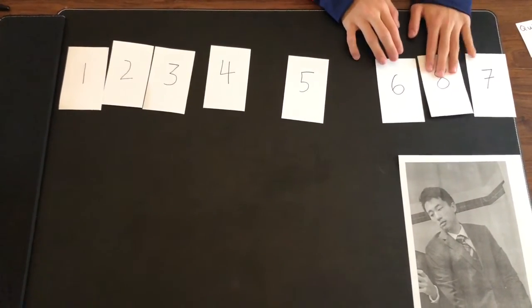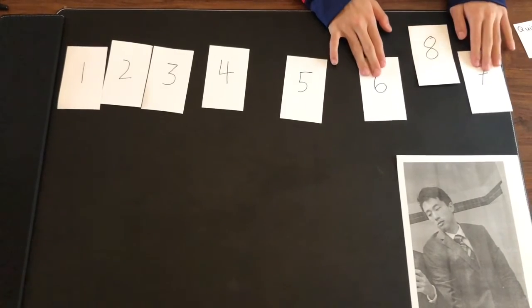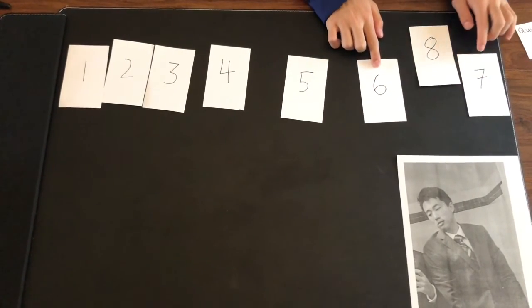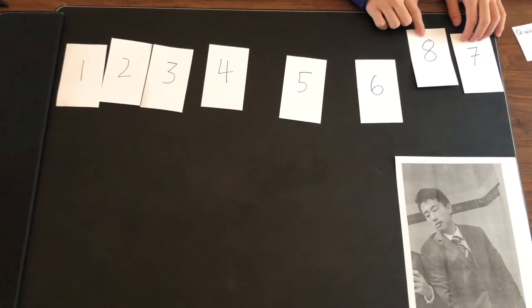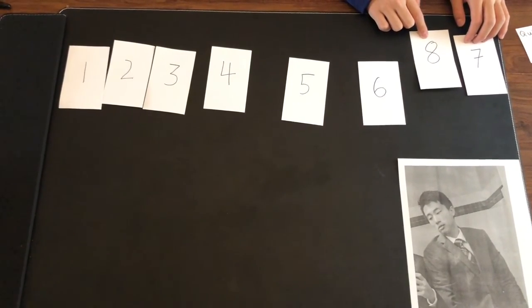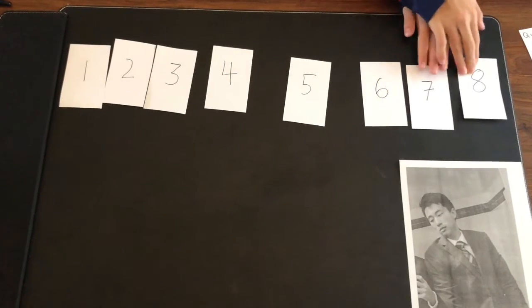Now here. Let's say 8 is our pivot point. 6 and 7. 6 is on the correct side, but 7 isn't. So we're going to move on. 7 and 8. 8 is on the wrong side because 8 is not less than 8. So we can switch it with 7.